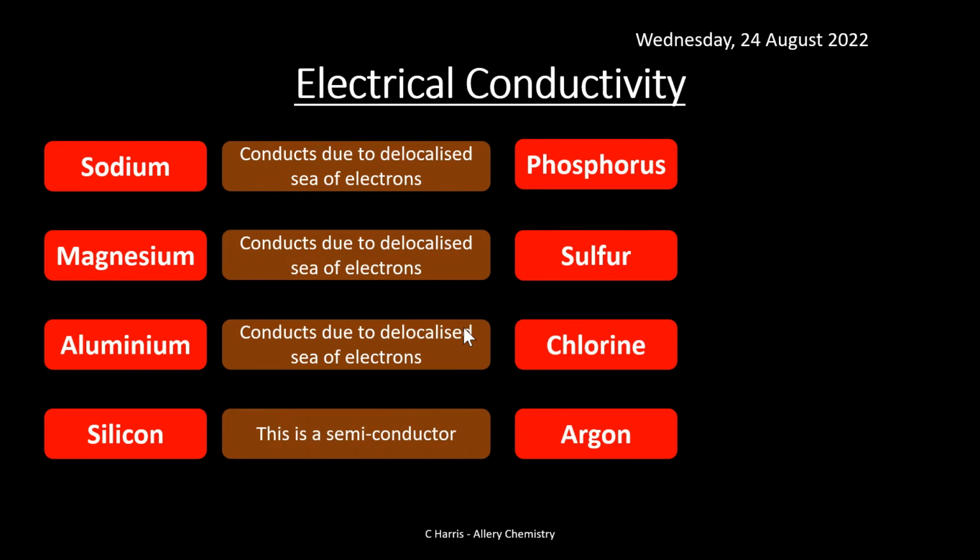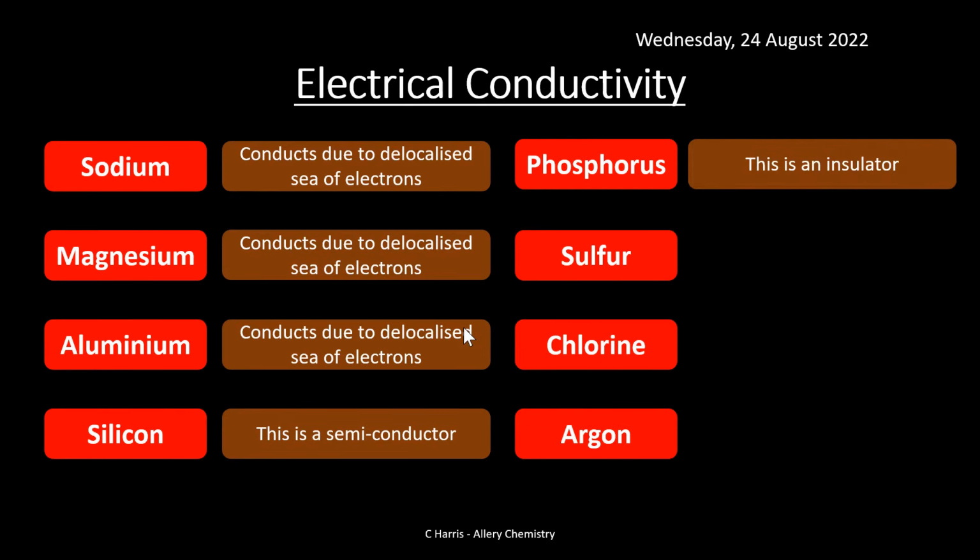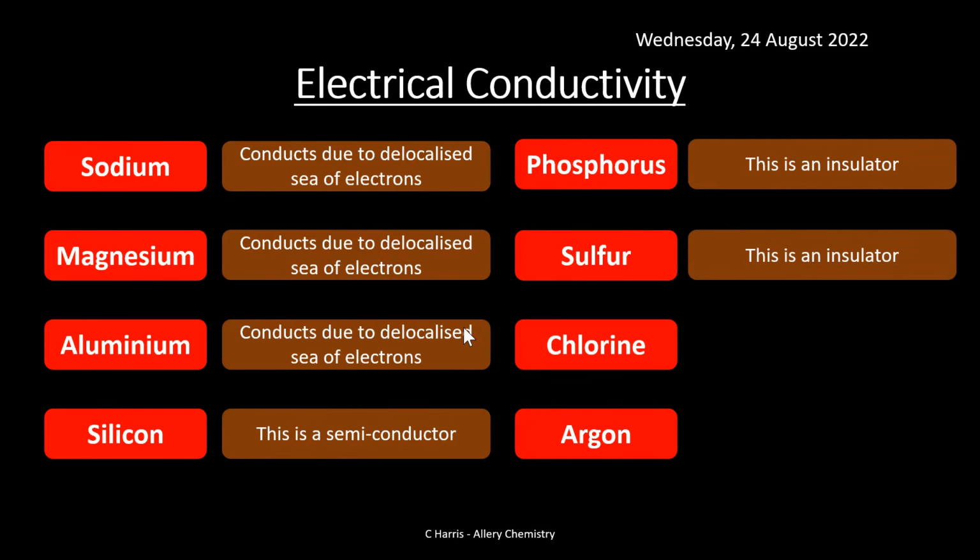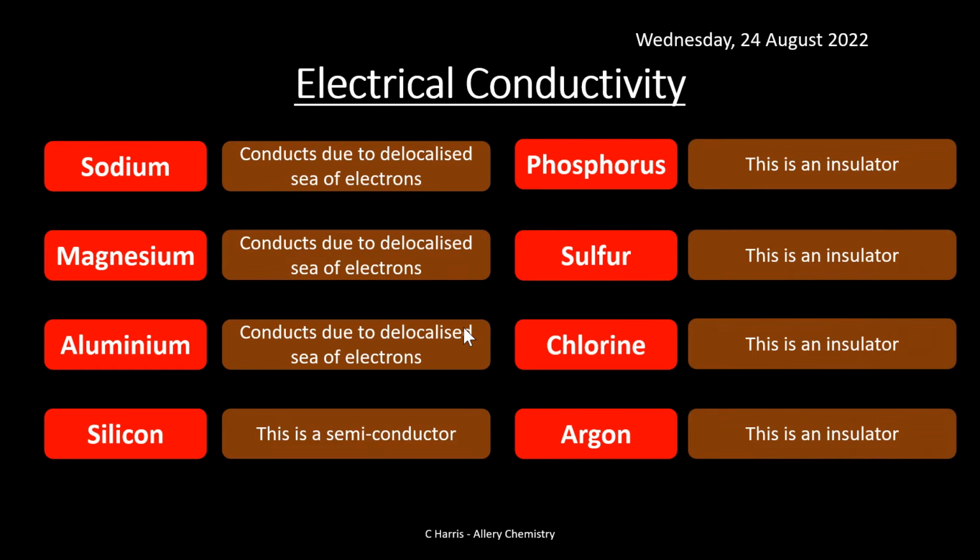Silicon is a semiconductor, so it can be used, if it's in the right form, to conduct electricity. So you might have heard of the silicon chip. Phosphorus is an insulator, and so is sulfur and chlorine and argon. So you can see the last four there, they don't have the ability to have any free electrons, delocalized electrons, or form ions in their raw state. So therefore they're insulators of electrical conductivity.